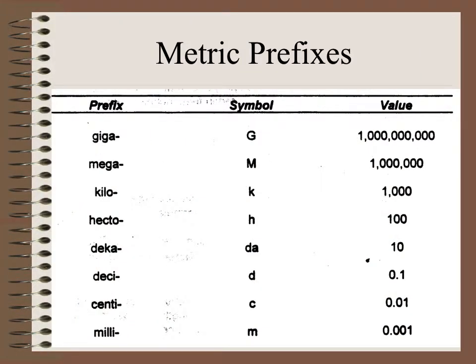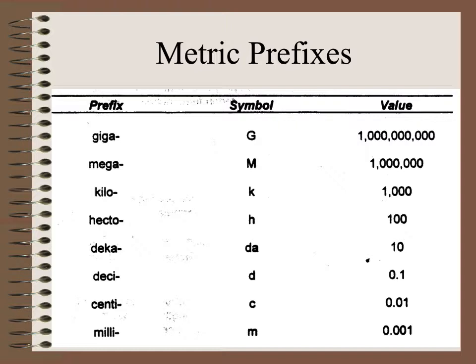Let's take a look at the metric prefixes that you may encounter. Going from largest to smallest, we have giga, which means 1 billion, and will be abbreviated as a capital letter G. Mega, which means 1 million, and is abbreviated as a capital letter M. You are probably most familiar with giga and mega in terms of computers, because of gigabytes and megabytes. You may also be familiar with mega because of the Mega Millions Lottery, which means a million.